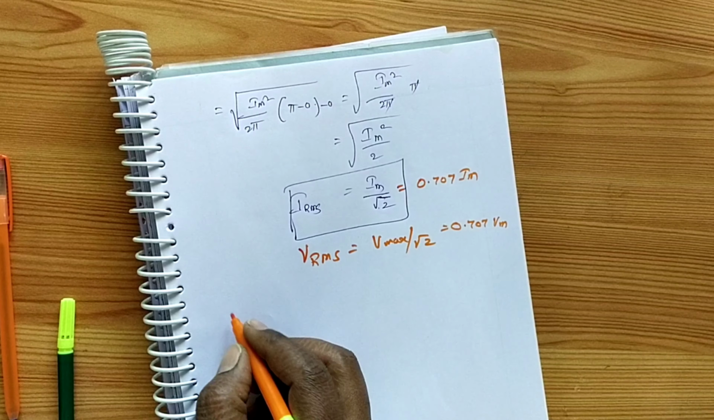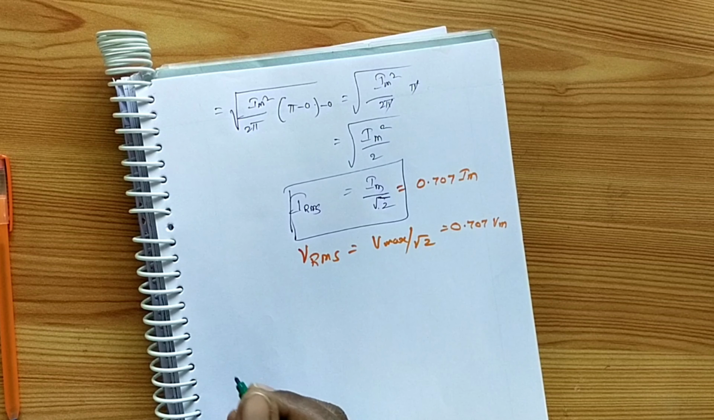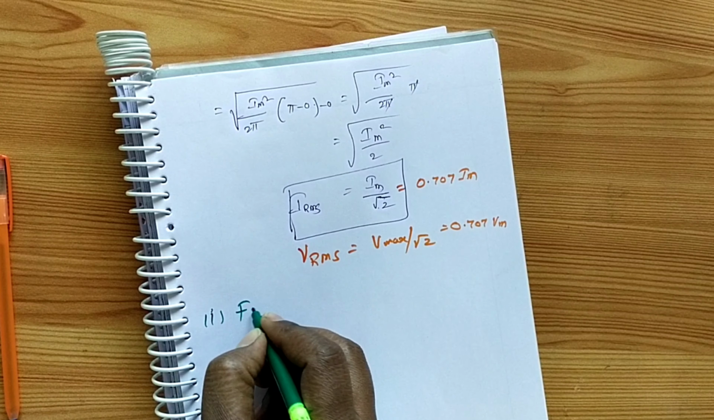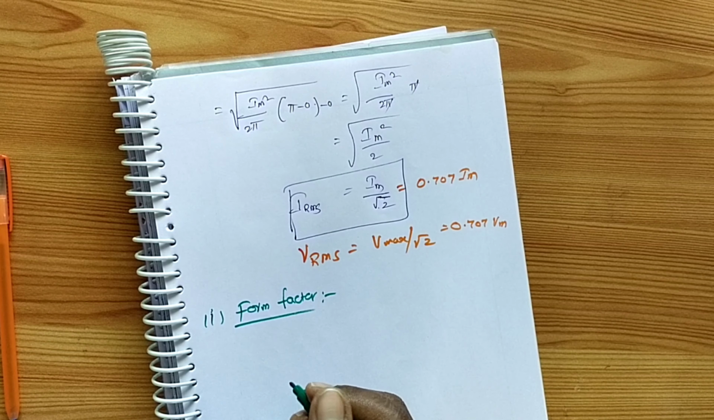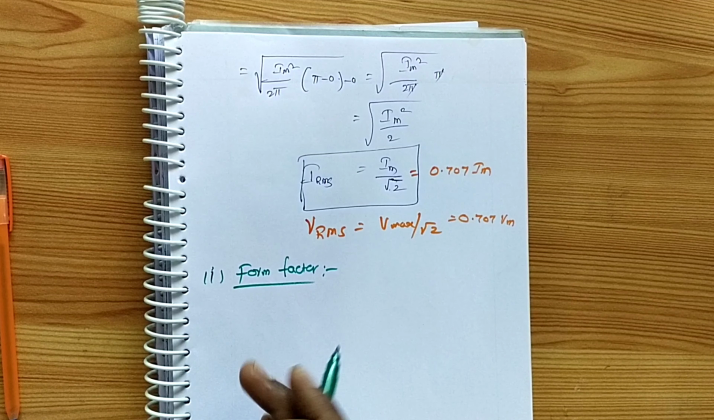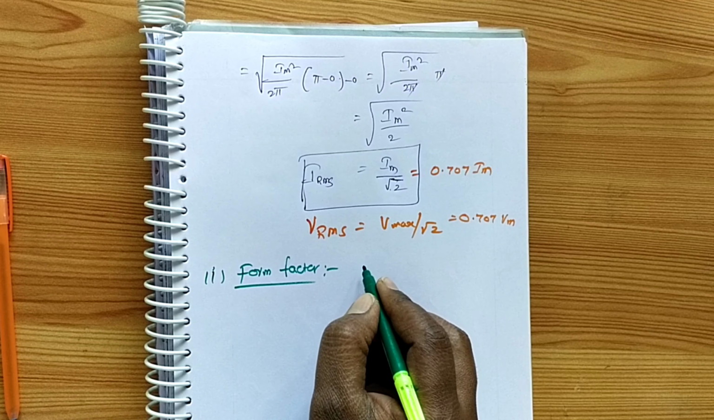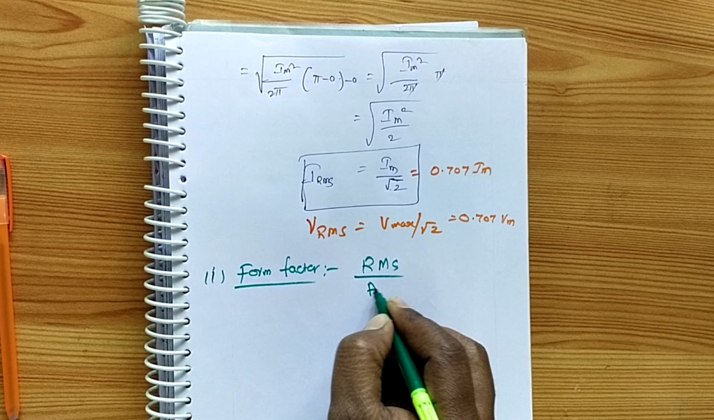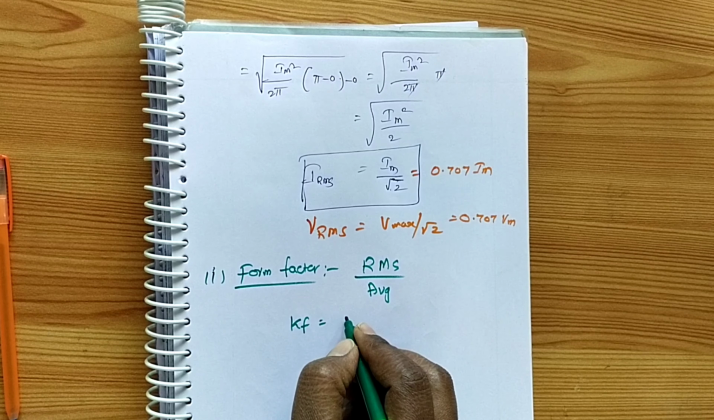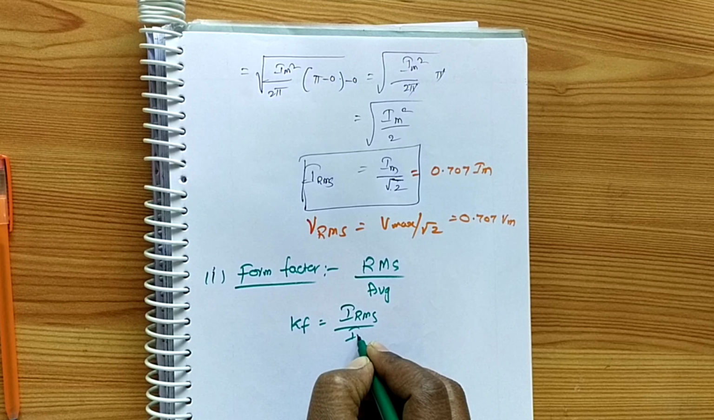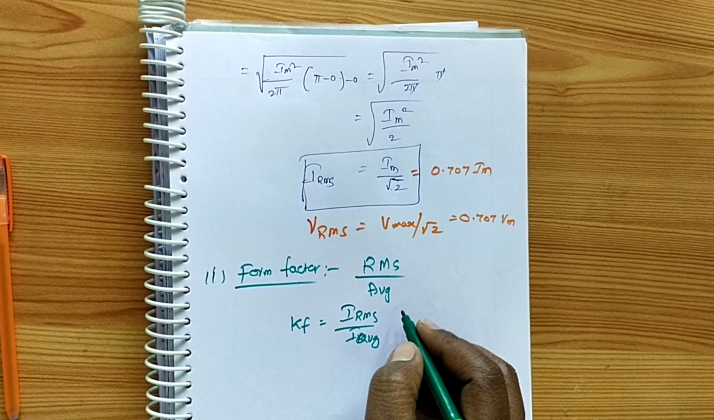Similarly, what is form factor? Based on RMS value, peak value and average value, what are the various factors? One is form factor. Form factor is a ratio: RMS value to average value. RMS value divided by average value gives form factor. Form factor is denoted by Kf equal to IRMS by I average or VRMS by V average.